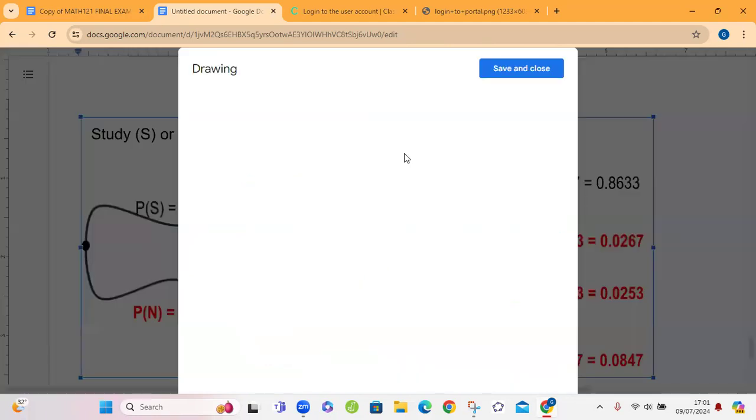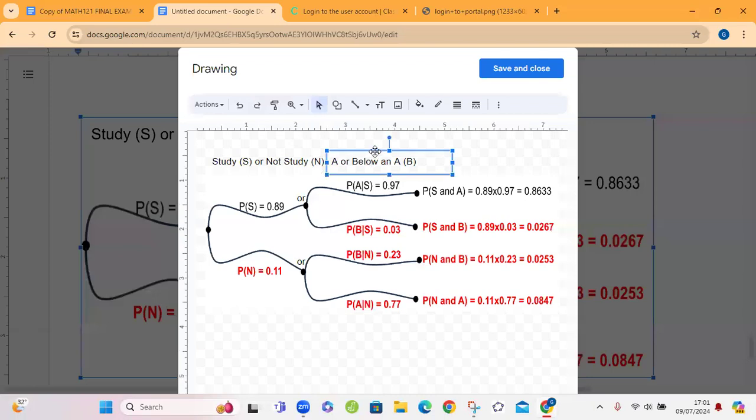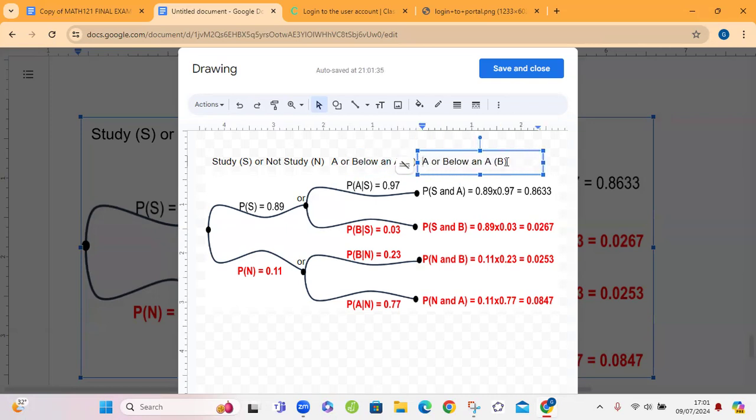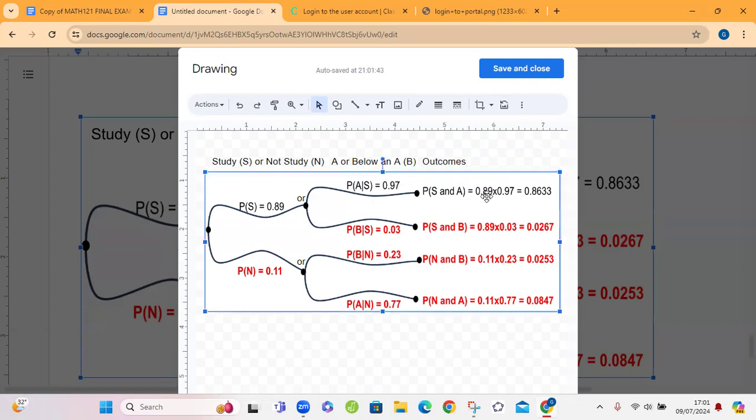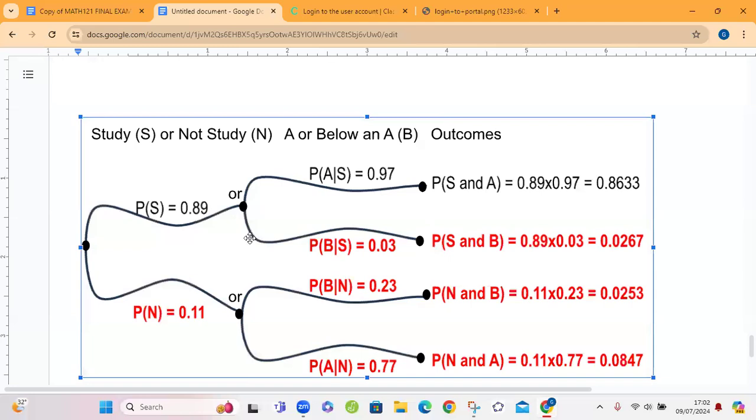Now, we've got the outcomes now. The third section is called the outcomes. Here we make use of the word and. This pathway denotes the event whereby he studies and he scores an A, and here it is represented. There's a probability of him studying and scoring an A.